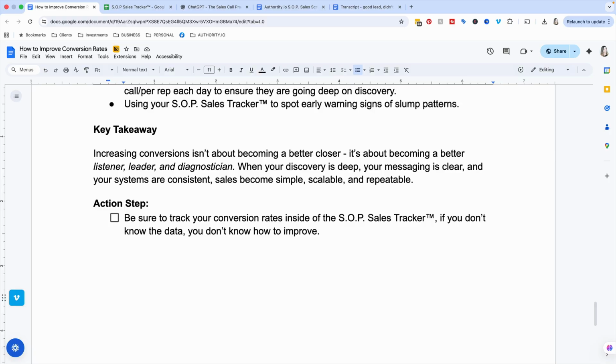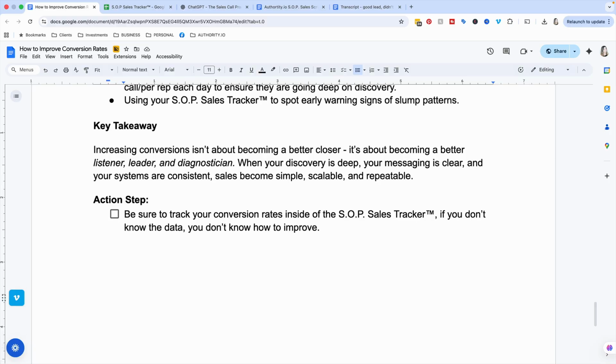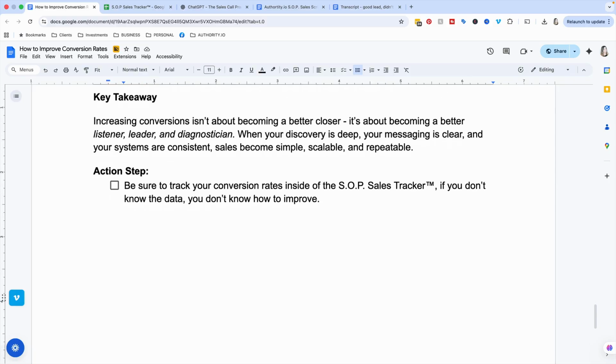So increasing conversions isn't about becoming a better closer. It really is about becoming a better listener, leader, and diagnostician. When your discovery is deep, your messaging is clear, and your systems are consistent, sales become simple, scalable, and truly repeatable. Of course, there's always going to be the need for follow-ups and pipelines and all of these things. But if you want to increase your conversion rates on the call, it really is about doing a deeper discovery and being able to navigate that into them really selling themselves, not you having to sell them.